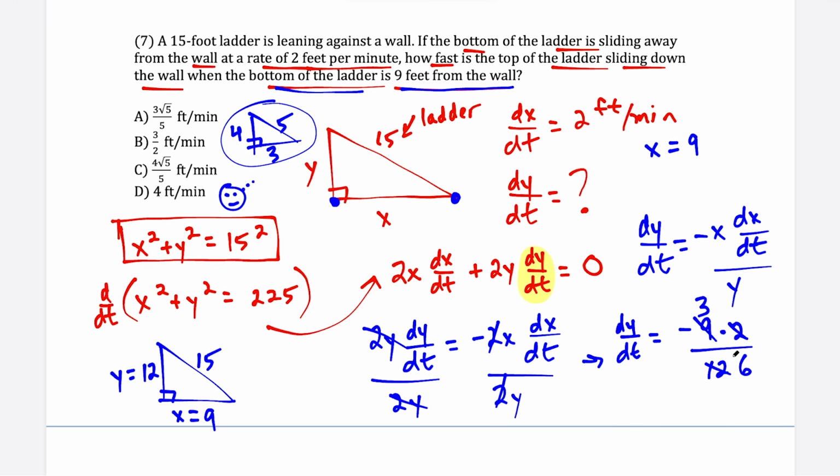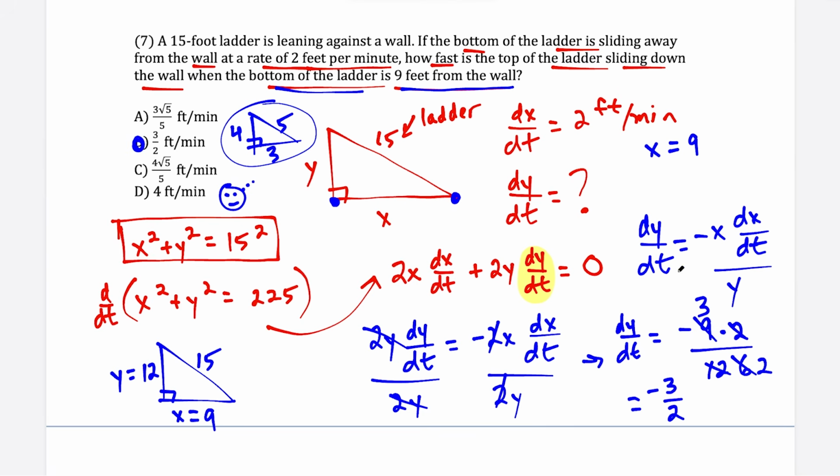And when we divide 6 by 3, we get 2. So this is going to work out to -3/2. So now we look at the answer choices here. They're asking us how fast is the top of the ladder sliding down the wall. So we just have to match up the value here with choice B, 3/2 feet per minute.